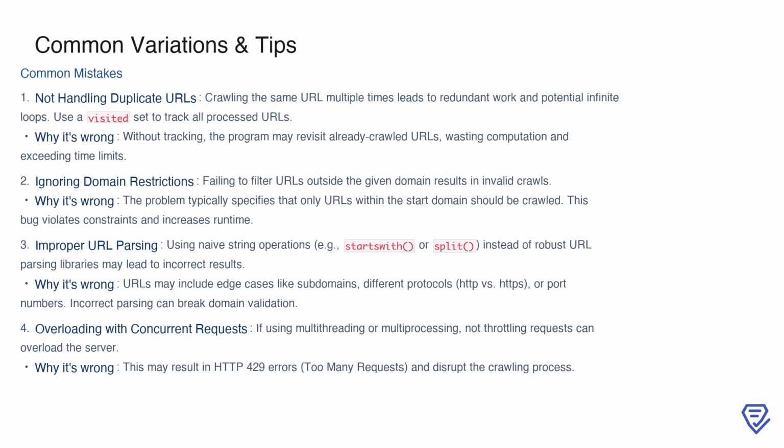Lastly, if you're using multi-threading or multiprocessing, avoid overloading servers with concurrent requests. Too many requests at once can result in HTTP 429 errors, which disrupt the crawling process. Always implement proper throttling to stay within the server's rate limits.